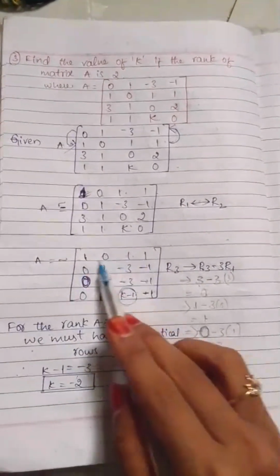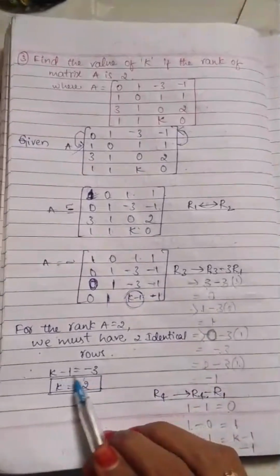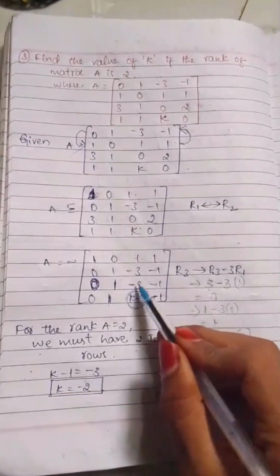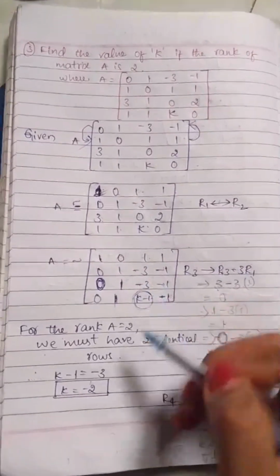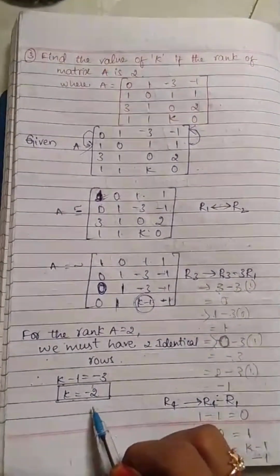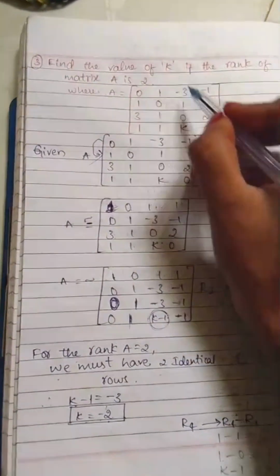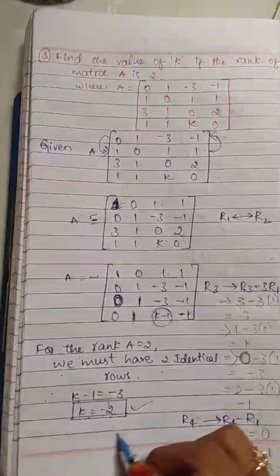Here I can see 3 identical rows. Then I can easily find that K minus 1 is equal to minus 3, because these should be the same, no? K minus 1 is equal to minus 3, so K is equal to minus 2. Then I have found the K value. K is minus 2.